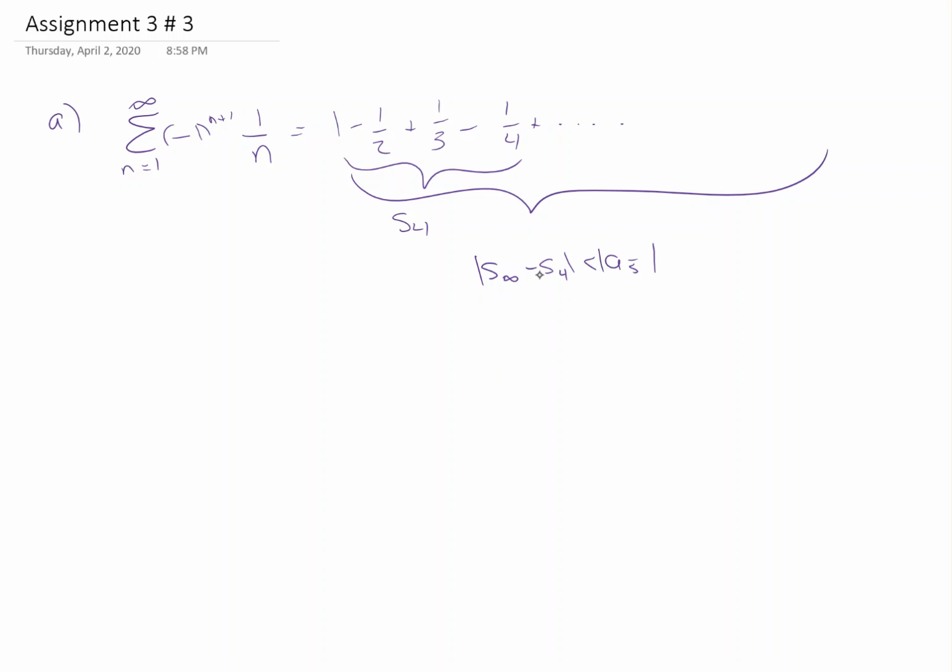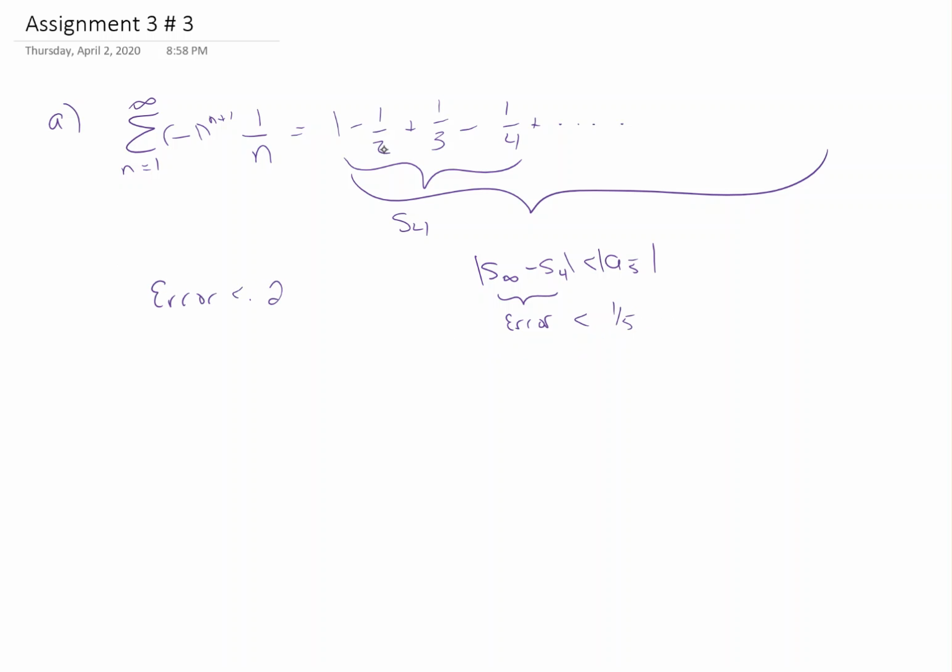So we know that our error, the error that we're going to have if we use the first 4 terms to approximate this infinite series, is going to be less than 1/5 or 0.2. So the answer is the error is going to be less than 0.2.